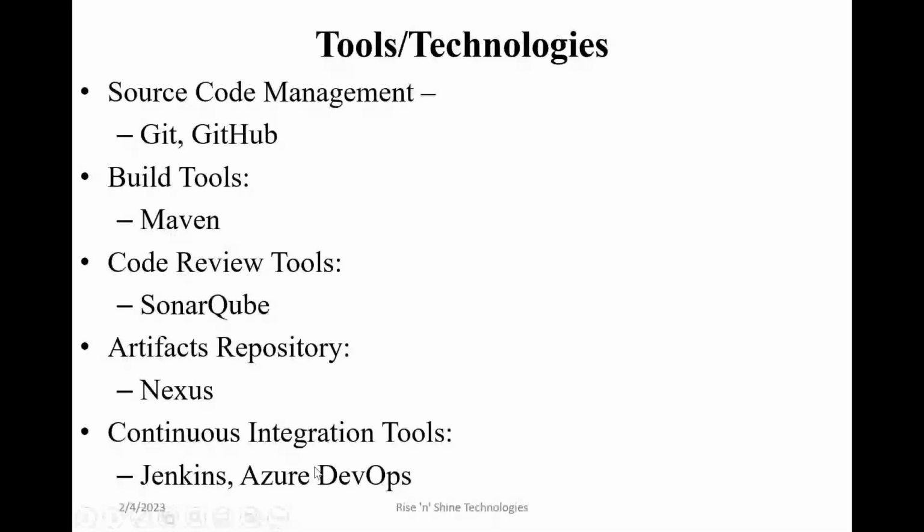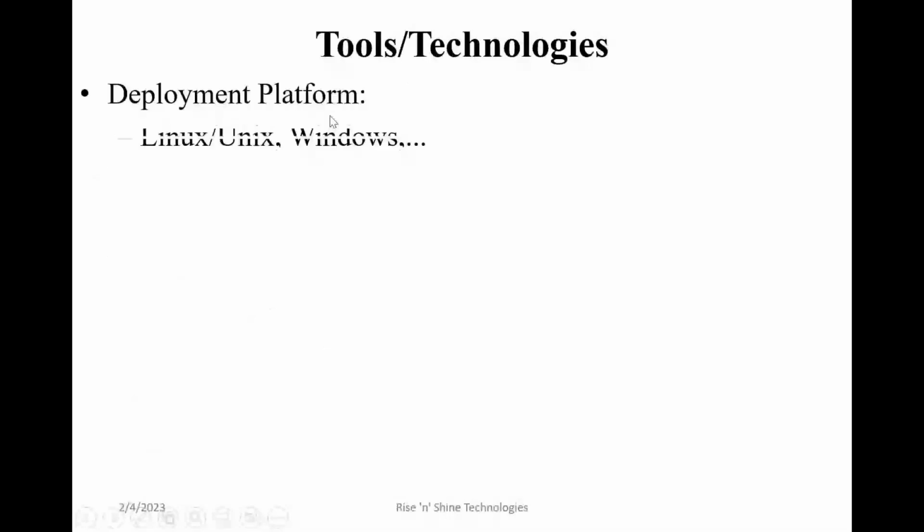Next, deployment platform. Yes, we should know the Linux operating system. Windows is optional. If you have it, that's fine. Windows administration, otherwise you can skip it. But Linux, we are going to talk about that. Around 16 or 17 classes on Linux.